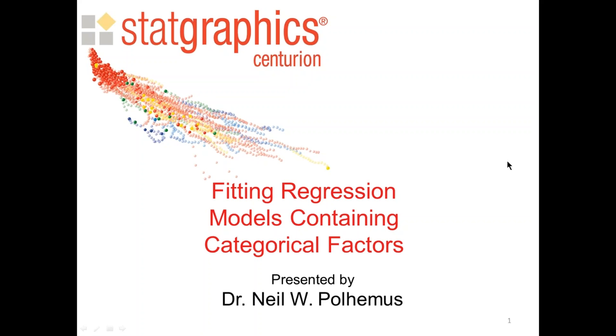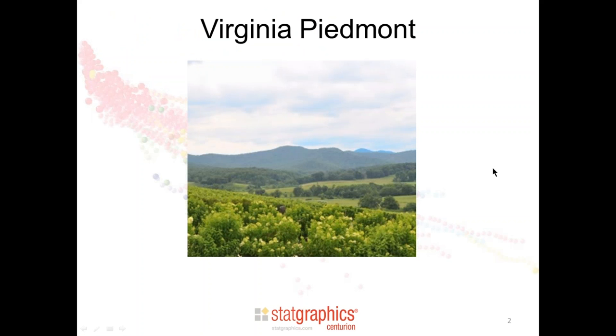Now, before I get going, I just want to give you a short story about why I decided to cover this topic today. Statgraphics is located in a section of Virginia called the Virginia Piedmont. It's about an hour west of Washington, D.C., but far enough away that there's a lot of open space, and you can see here the Blue Ridge Mountains in the distance.